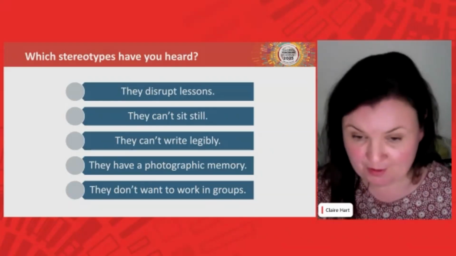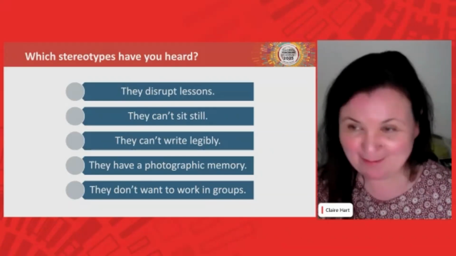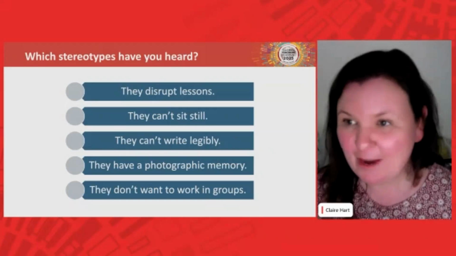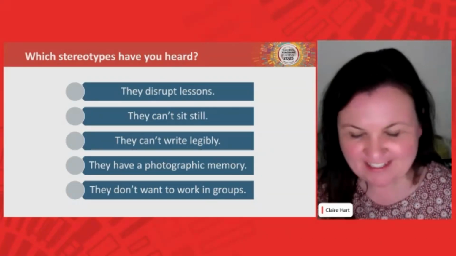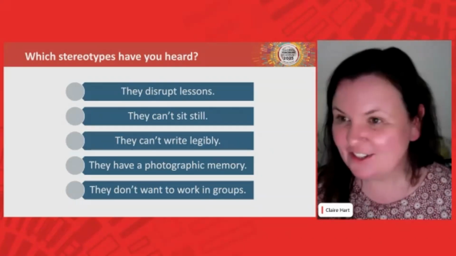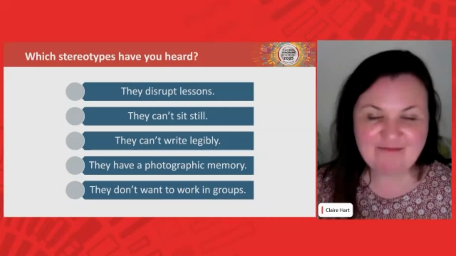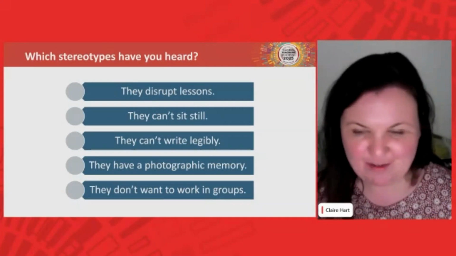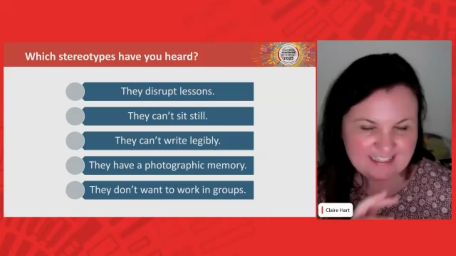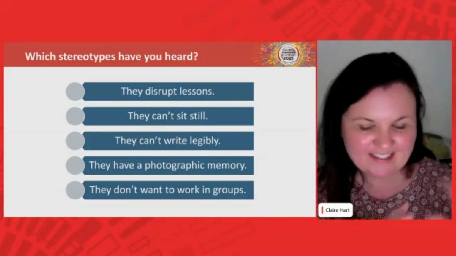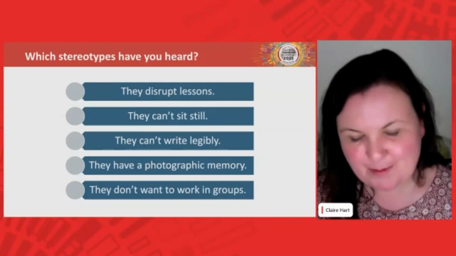They have a photographic memory. That makes me think, I wish. Now in my 40s, I sometimes struggle to remember where I put my keys. I wish I had a photographic memory. That fits into the autistic savant stereotype.